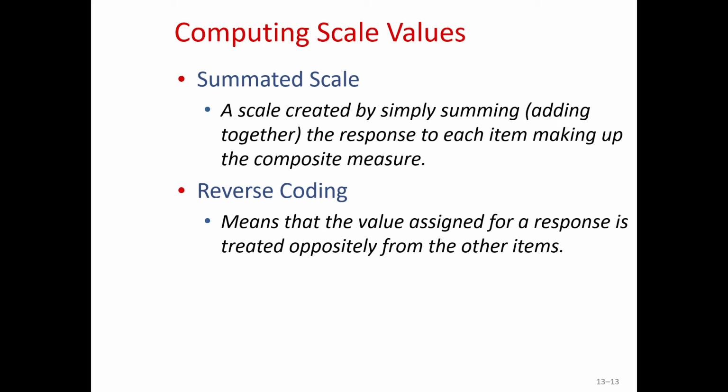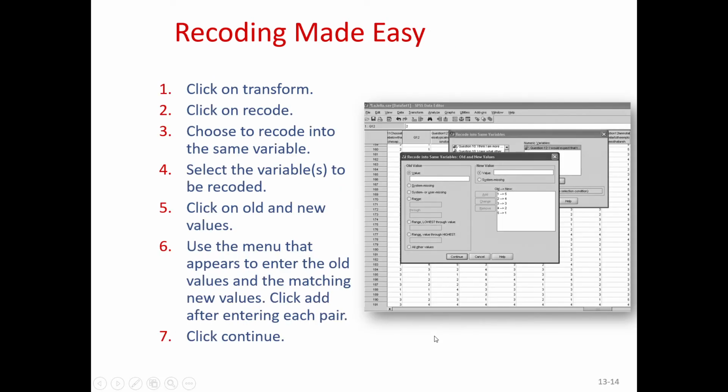And reverse coding. Sometimes a response may need to be reverse coded before computing a summated or average scale value. So reverse coding means that the value assigned for a response is treated oppositely from the other items. So this is summated scales and reverse coding.